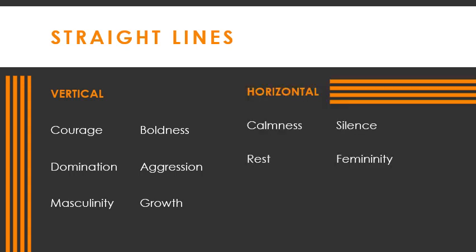Okay, then we have our horizontal lines, which are much more about calmness, rest, silence, and femininity. The opposite. Again, think about like the horizon line. Usually people find that very soothing, right, to look out into the distance. So, you're looking out into the distance, a nice calm ocean, nice calm field. So horizontal is a much calmer line than the vertical line.